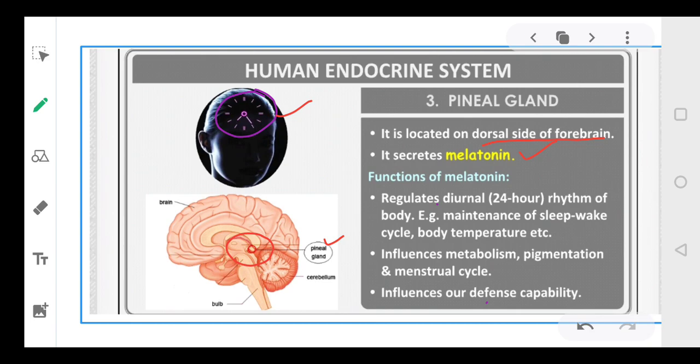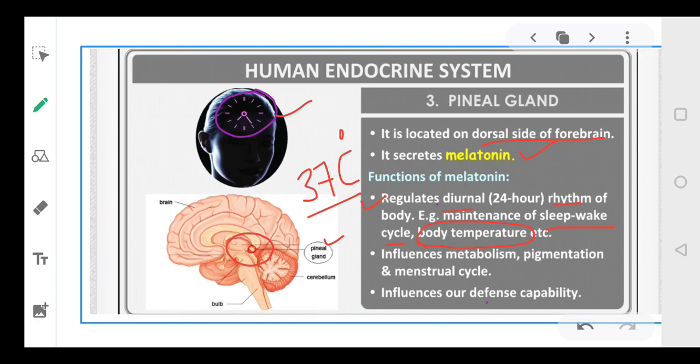Now, this hormone basically regulates your diurnal rhythm. That means it controls your 24-hour cycle. You also have a biological clock inside your body, and that clock is being regulated by your melatonin. So it maintains your sleep and awake cycle. It maintains your body temperature. So what is the normal body temperature, dear students? That is 37 degrees Celsius. So body temperature of 37 degrees Celsius is being maintained by this particular hormone.